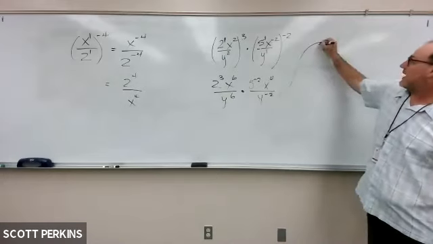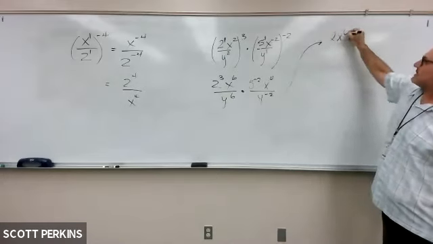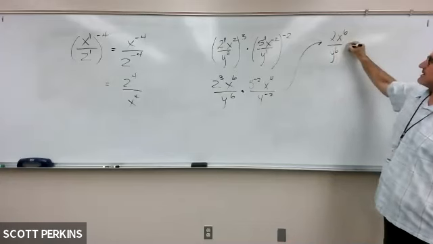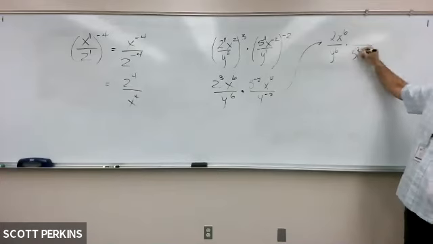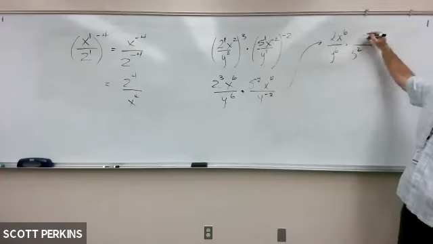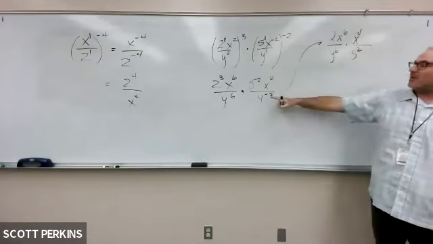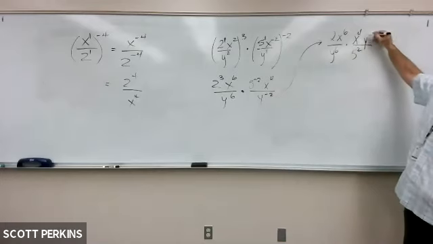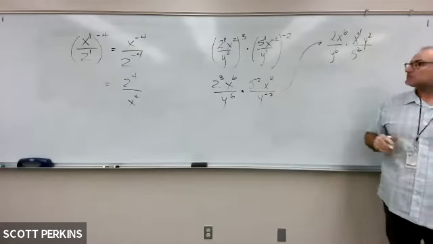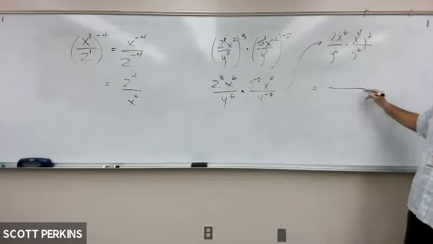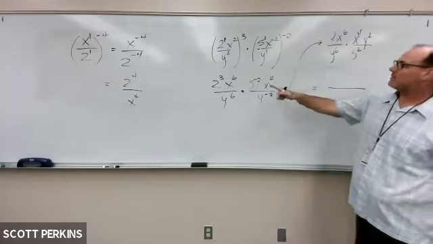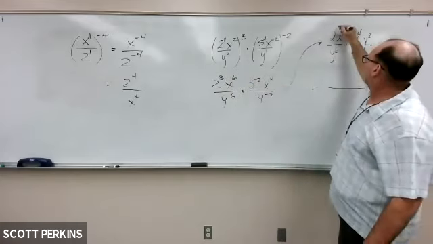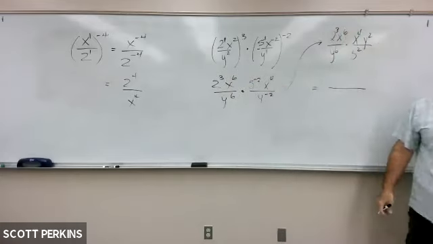So let's do that. So I've got 2 x to the 6th, y to the 6th times the 5 to the negative 2, which is going to go to the bottom and become 5 squared. The x to the 4th stays in the top. And then the y to the negative 2 is going to go up to the top and become y squared. Oops, I left something off. The 2 has a 3rd power. Sorry, my bad.